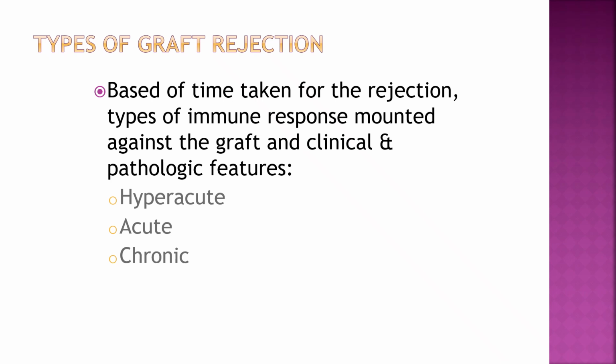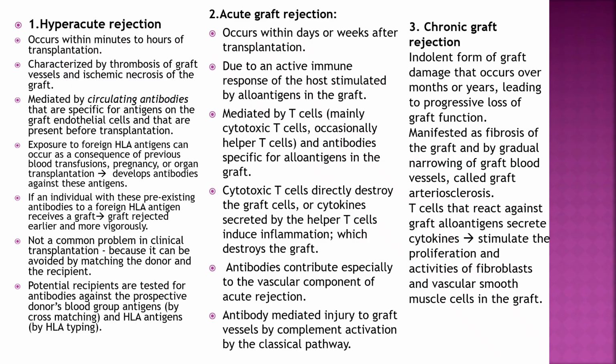Types of graft rejection are based on time taken for the rejection, types of immune response mounted against the graft, and clinical pathogenic features. There are three types: hyperacute, acute and chronic graft rejection. Hyperacute rejection occurs within minutes or hours of the transplantation, characterized by thrombosis of graft vessels and ischemic necrosis of the graft, mediated by circulating antibodies that are specific for antigens of the graft endothelial cells and that are present before transplantation.